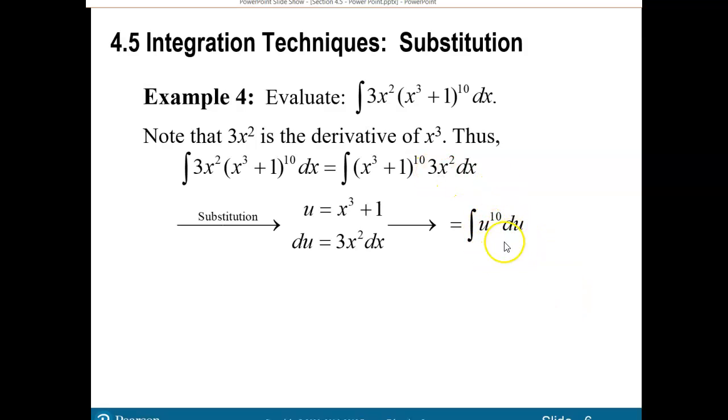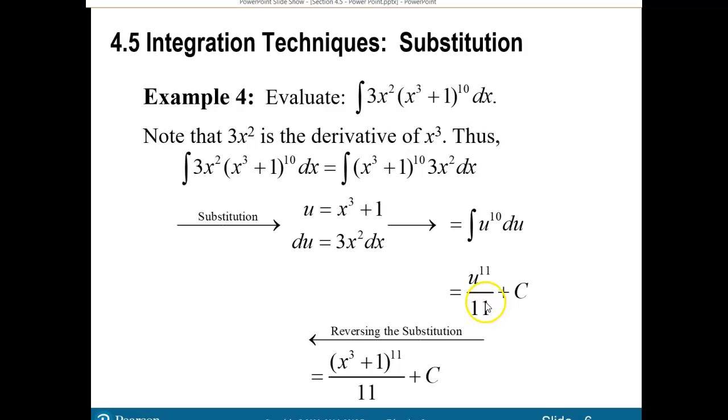This is a much simpler problem than my original. That's the whole point of a u substitution, to simplify the problem. When we get our antiderivative, u to the 11th over 11 plus c, we have to go back and put in the original expression once we're done evaluating. So after I've got the answer, I put x cubed plus 1 back in for u: x cubed plus 1 to the 11th over 11 plus c.